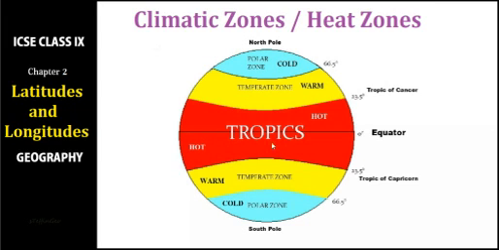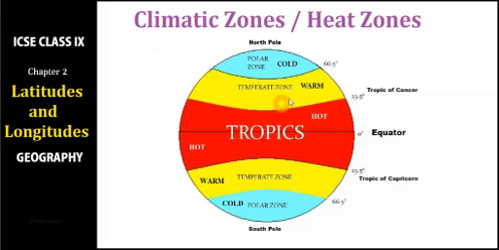Now, the second region: we have one in the north and one in the south, the northern and southern hemispheres. Here it is located between the Tropic of Cancer and the Arctic Circle, 66.5 degree north latitude. So the region located between the Tropic of Cancer and Arctic Circle in the northern hemisphere, as well as the region located between the Tropic of Capricorn and Antarctic Circle in the southern hemisphere, is called the temperate zone. So this is the second climatic zone or heat zone. We have one in the northern and one in the southern hemisphere. It is called the temperate zone.